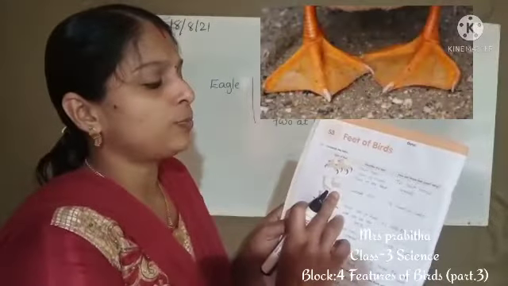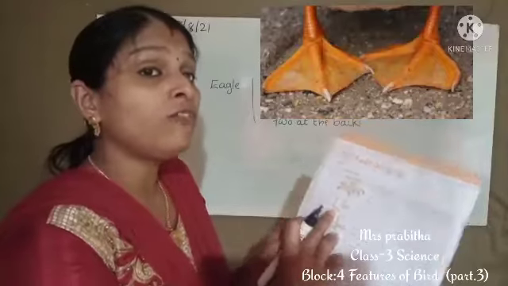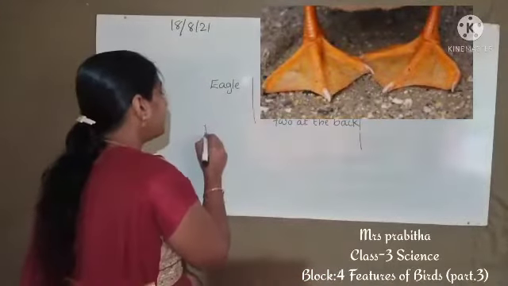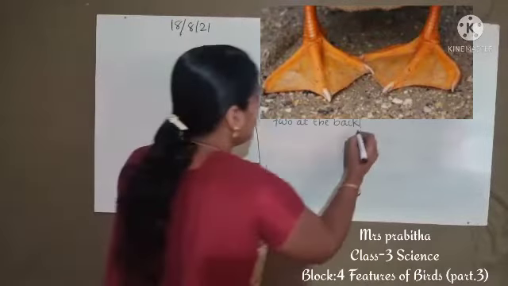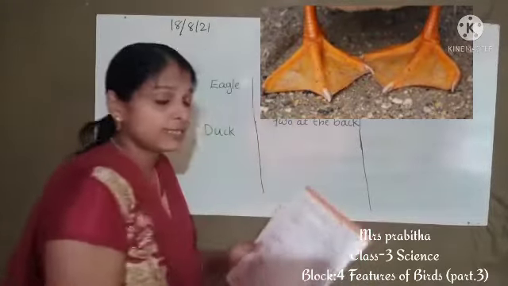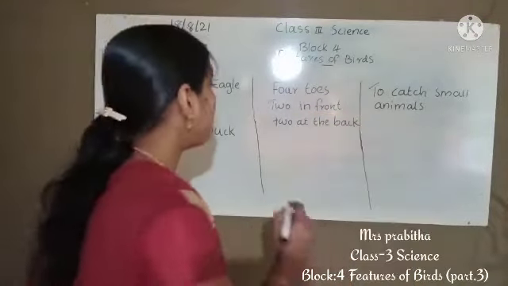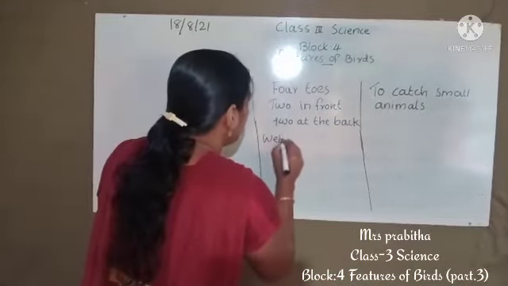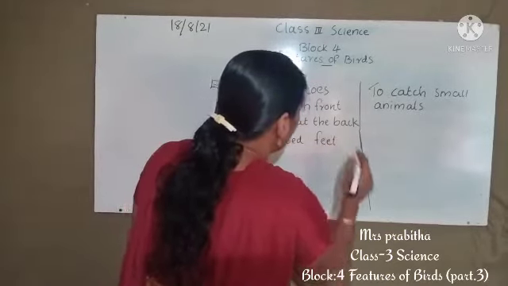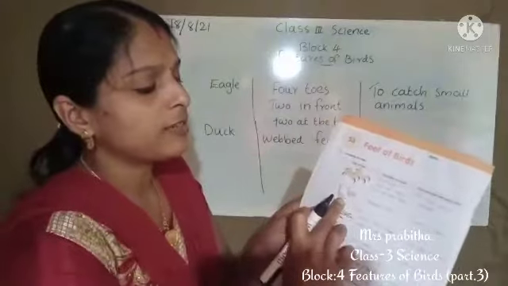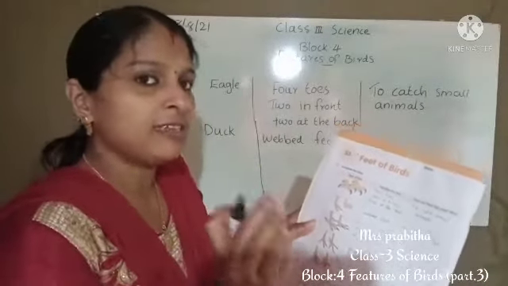Everybody see the next picture. Which bird's feet is this? Yes, it is the feet of a duck. Okay, so which type of feet does the duck have? Duck has webbed feet. Webbed feet means we can see these 3 toes in front. That 3 toes are webbed to each other, attached to each other.